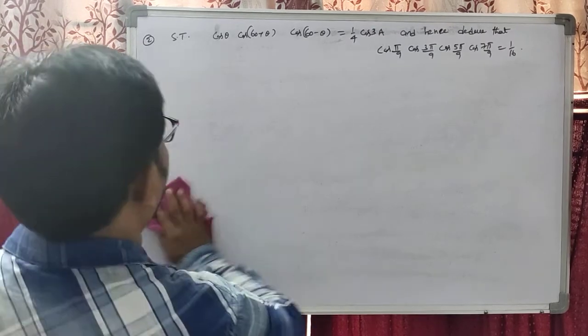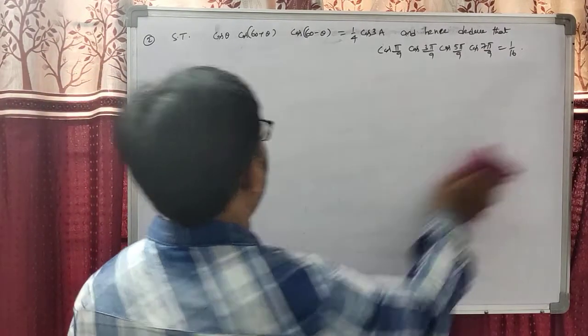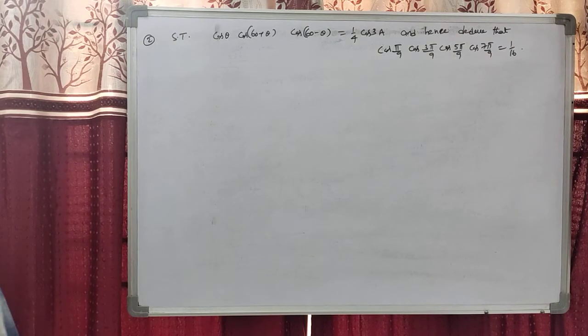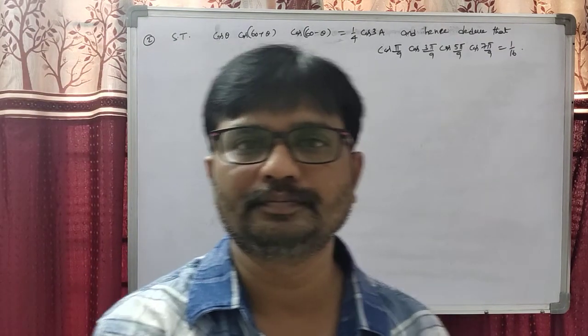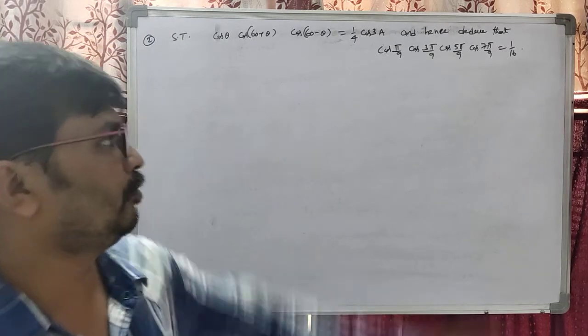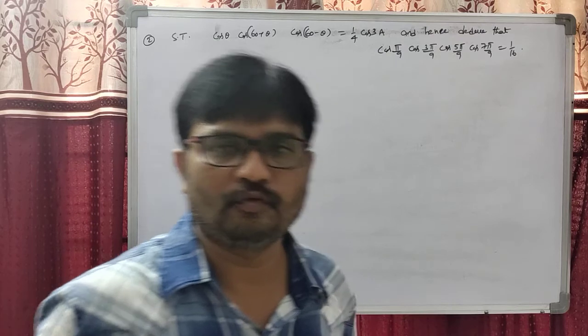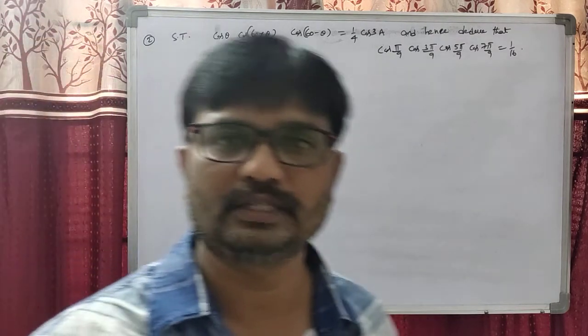Dear students, right now we saw that cos theta, cos 60 plus theta, cos of 60 minus theta is also 1 by 4 cos 3 theta. Hence deduce that cos pi by 9, cos 3 pi by 9, cos 5 pi by 9 and cos 7 pi by 9 is 1 by 16.